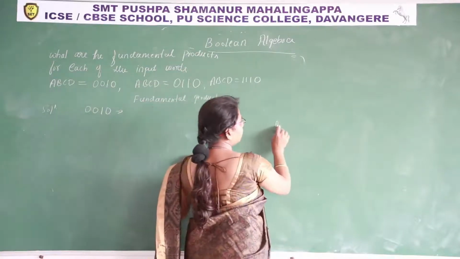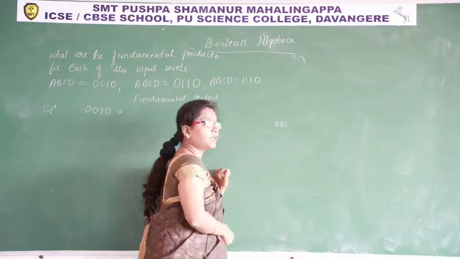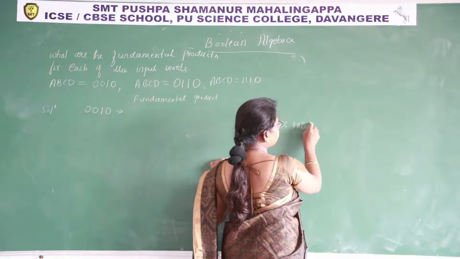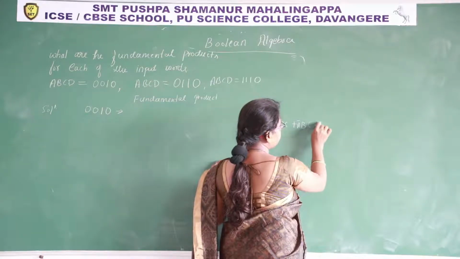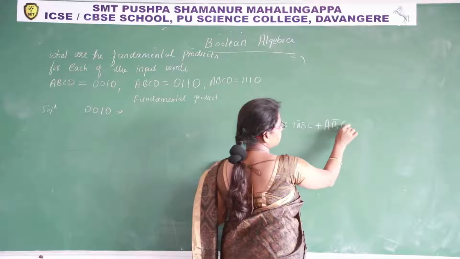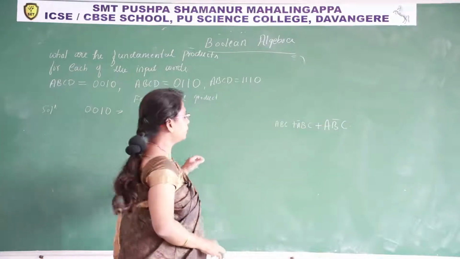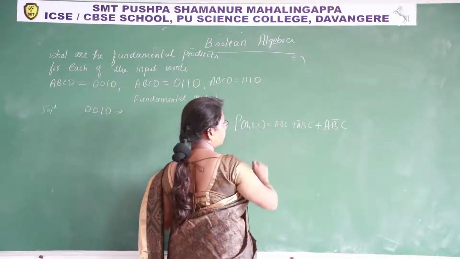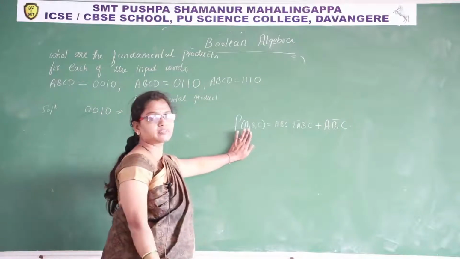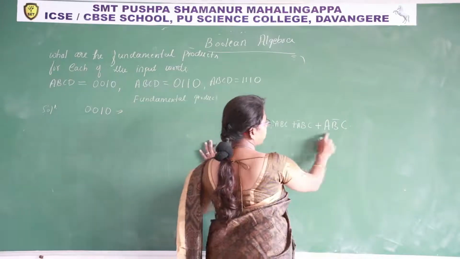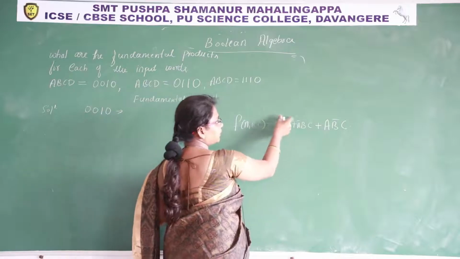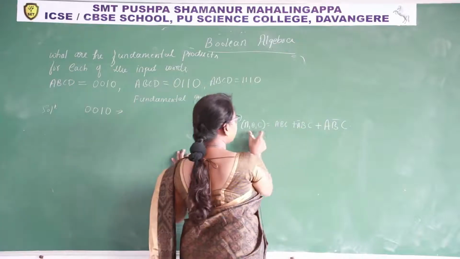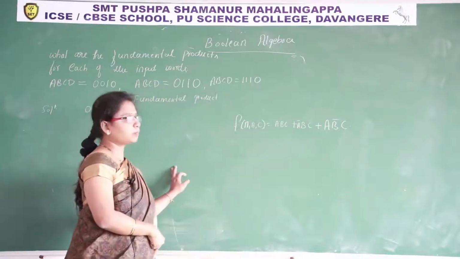See here, A, B, C. If I consider a 3 variable Boolean expression, the combination may be like this: A bar B C bar, or A bar B C plus A B bar C, like that. Okay. Now F of A B C means this Boolean function having 3 variables, and the expression is like this. So every term, this term we call it as a fundamental product. So it must contain all 3 variables, so that I can say it is a fundamental product.